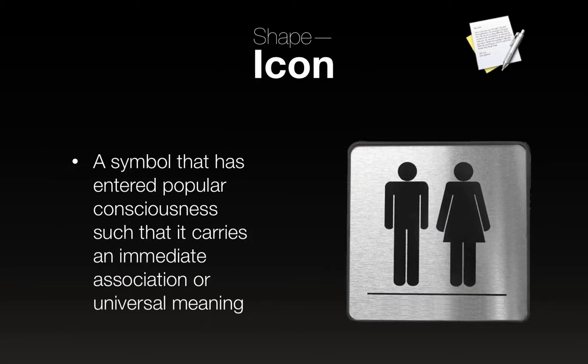An icon is like a symbol, in a sense, but it's a symbol that has entered popular consciousness such that it carries an immediate association or a universal meaning. And by the way, there's a hierarchy to this, and it works like this. All icons are symbols, and all symbols are shapes. But it does not work the other way around. Not all shapes are symbols, and not all symbols are icons. So keep that in mind, just one way to think of it.